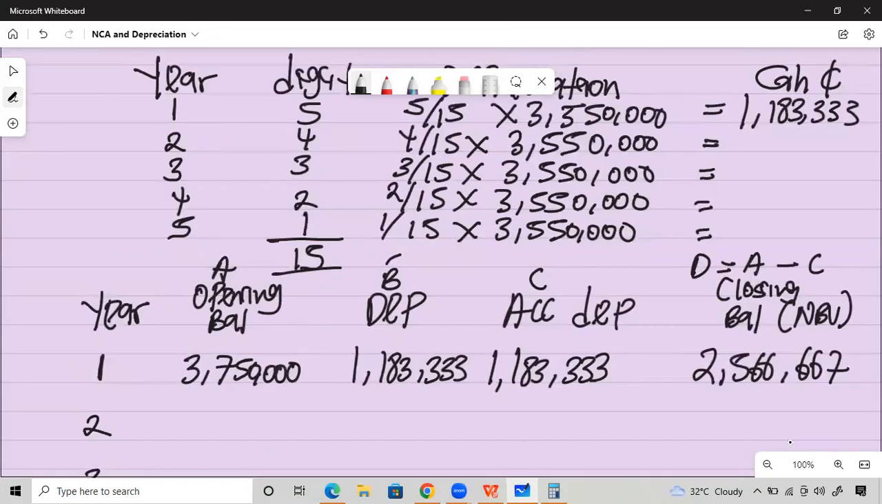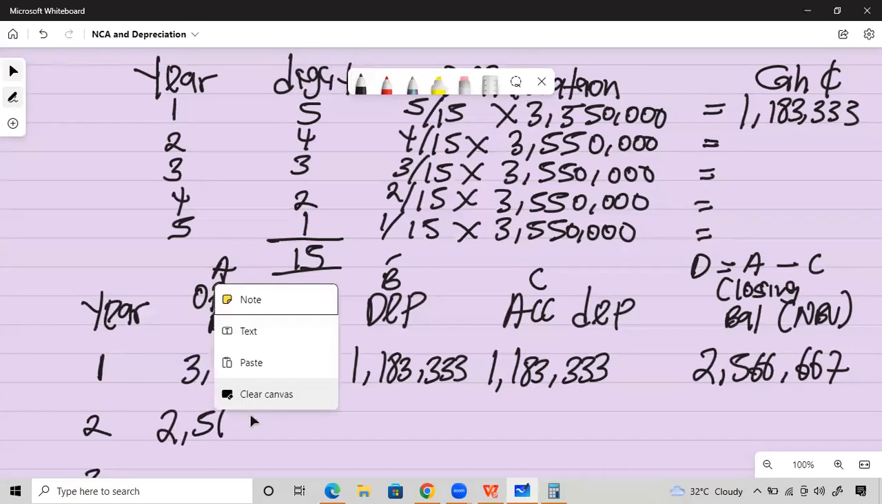Let me do another one so that the next one, the closing balance of year 1 will be the opening of what? Of year 2. The closing of year 1 will be the opening of year 2. So I'm bringing this in as my opening balance. 2,566,667.